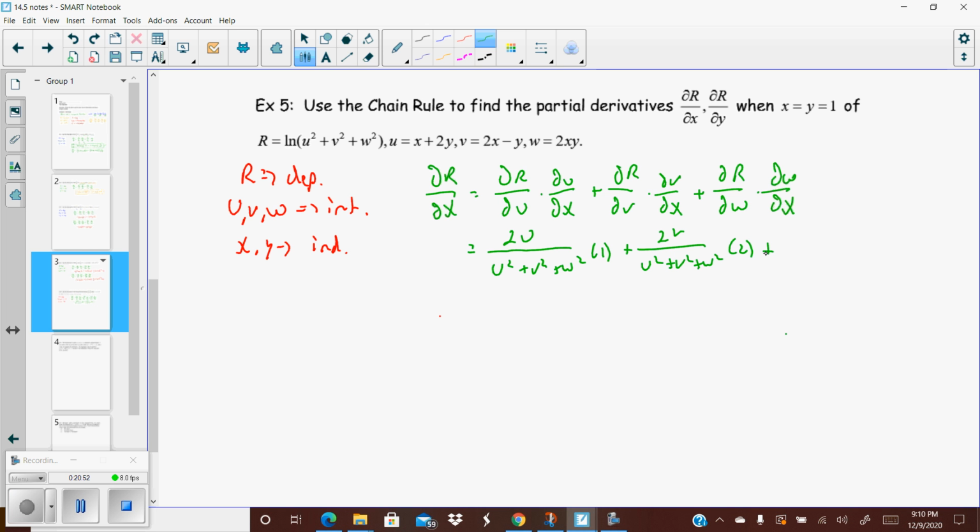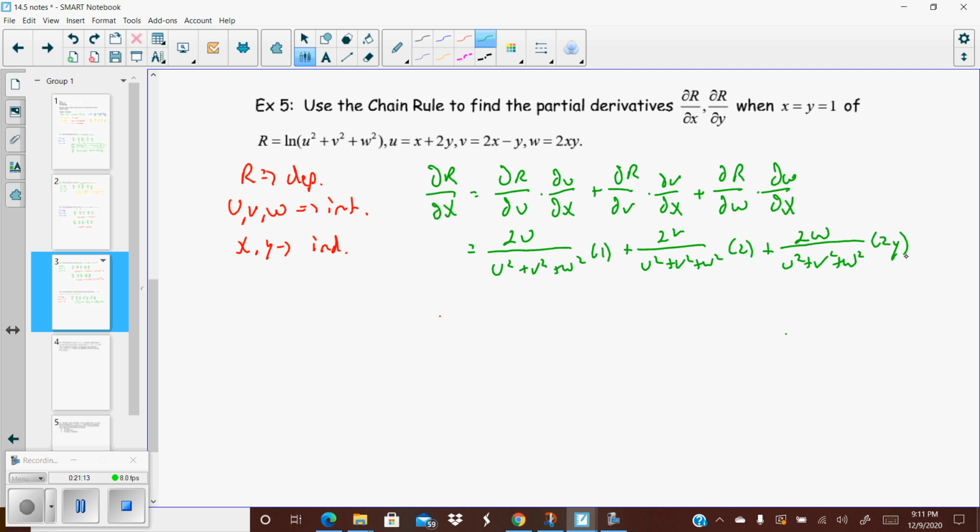And the last one is the partial of r with respect to w. Again, exactly the same thing as the first two, except this time it'll be a 2w on top because that's the derivative of the w part on the inside. And then the derivative of w with respect to x is 2y.